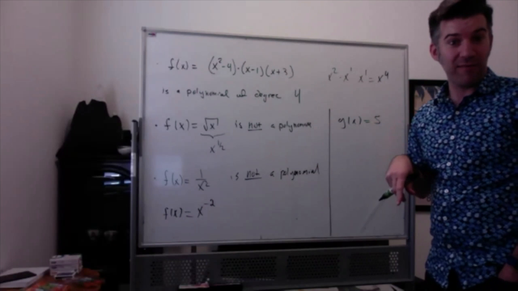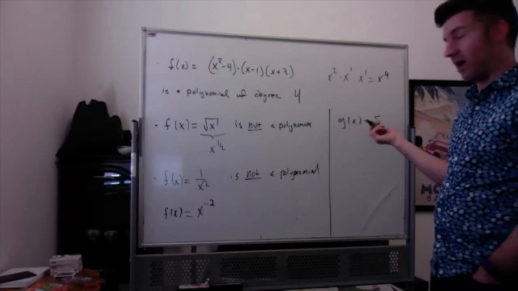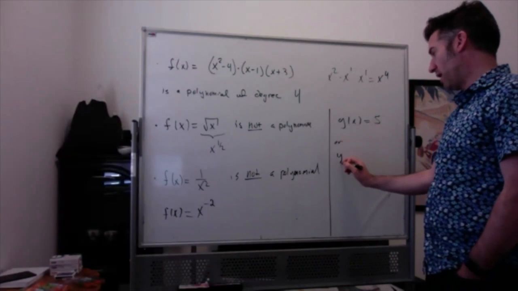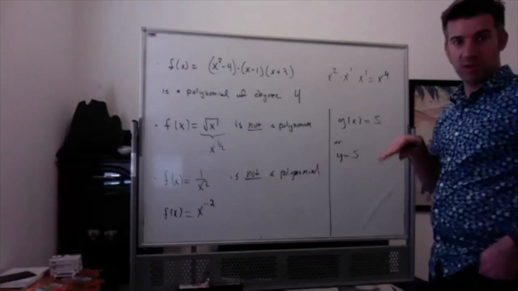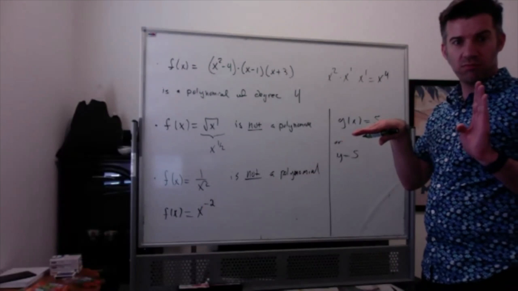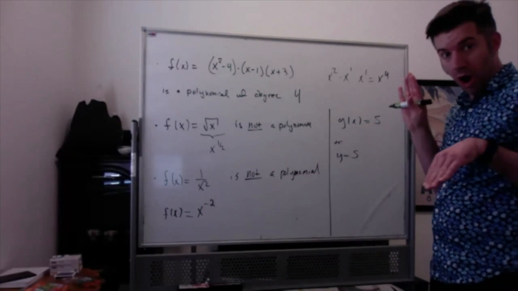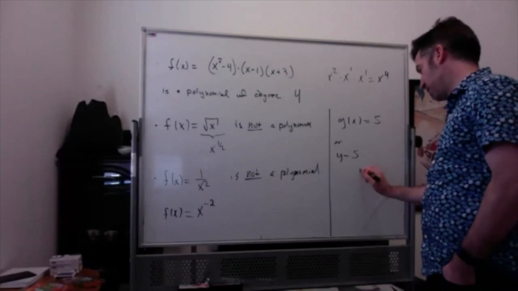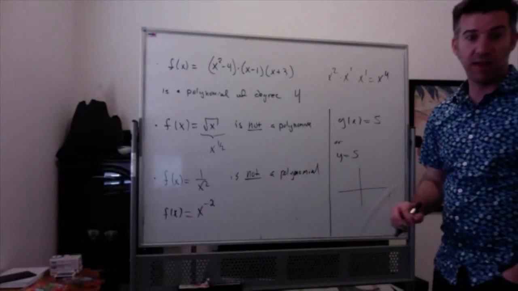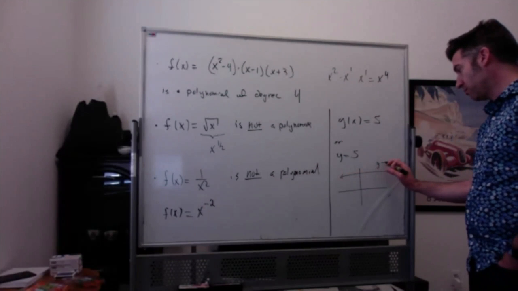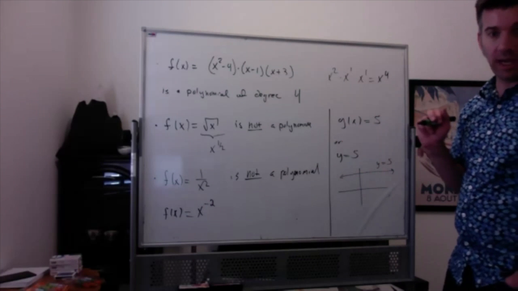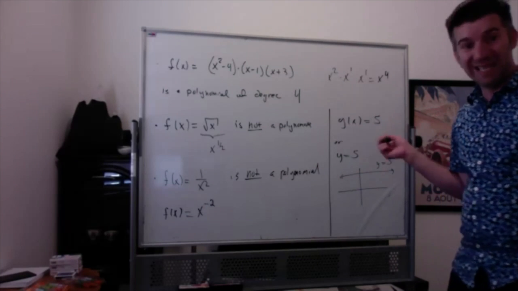And lastly, one other thing I want to say is that g of x equal to 5, which has what kind of graph? If I was going to graph g of x equal to 5, or if you prefer y equal to 5, what kind of line would that be? Is it horizontal or is it vertical? It would definitely be a horizontal line. And this is a polynomial.